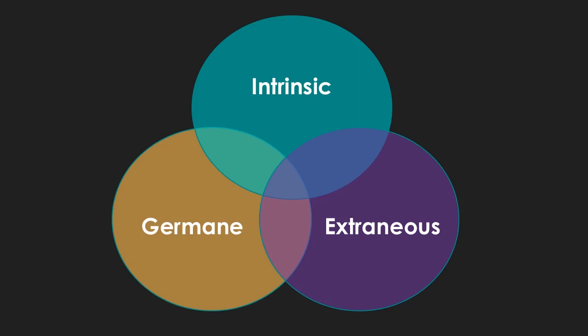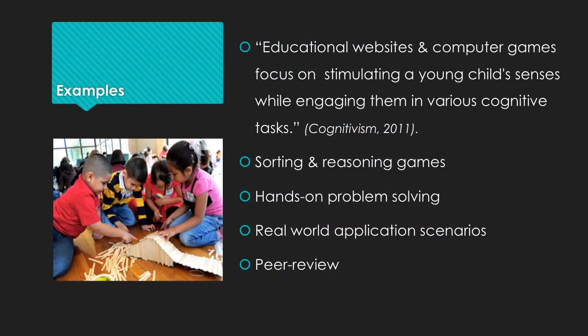Instructional designers should review their course design in order to assess each of these areas. In e-learning, it can be tricky to put cognitivism theory into practice. This is where the creativity of the designer comes in. It is important to think outside of the box when designing learner engagement. Some examples include educational websites, and computer games that focus on stimulating a young child's senses while engaging them in various cognitive tasks, sorting and reasoning games, hands-on problem solving and inquiry-based activities, real-world application scenarios, and peer review projects.